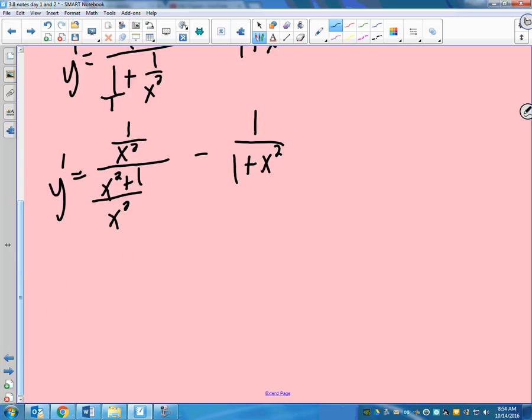Which this one kind of turns out really cool, because this is going to cancel out. So I'm left with 1 over x squared plus 1 minus 1 over 1 plus x squared. Why did I write those differently? What's that just equal? It's 0. The derivative is 0. Who would have thought? Yay, calculus.